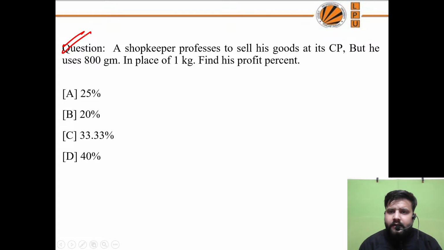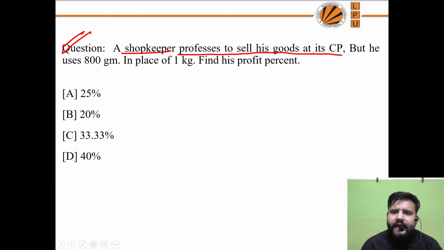Answer is 25%. Love Kush has given answer as 25%. So now let's see what happens in these kind of questions. I'll not give you just a direct formula, I'll explain how it happens. Now see here, a shopkeeper is there, he professes to sell his goods at CP.